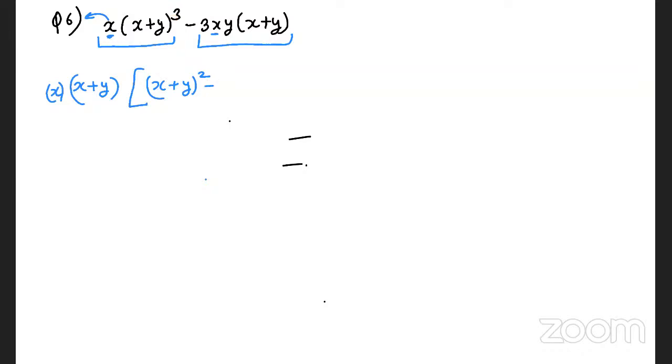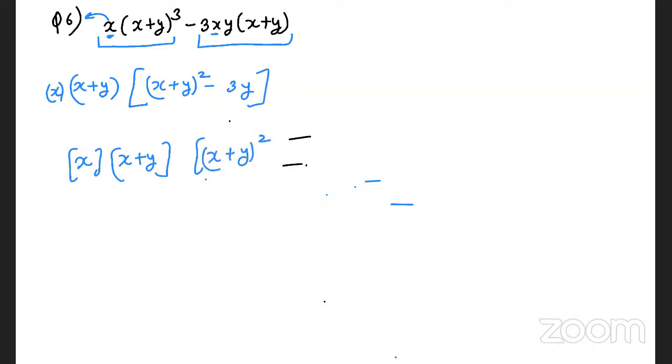Minus 3y. Why? Because x has gone out. Yes or no? x has gone out now, and the x plus y is also out. So the question is x, x plus y whole square minus 3y. This is the answer. Understood? Yes.